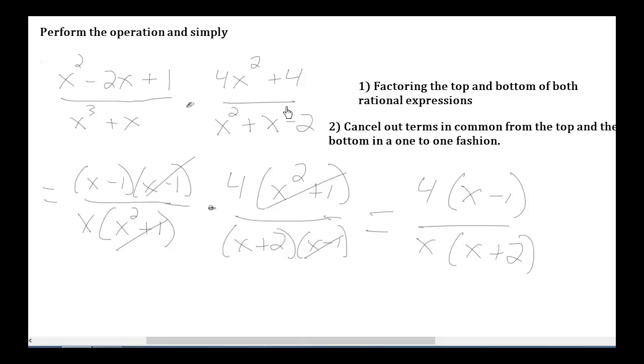Factor everything, cancel things out in a one-to-one fashion, top to bottom. Whatever is left is what you have. And that is how you multiply rational expressions. Let's try one more.